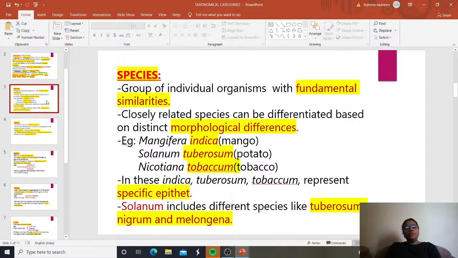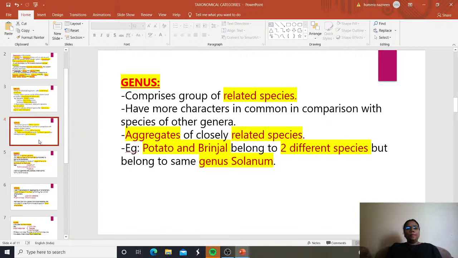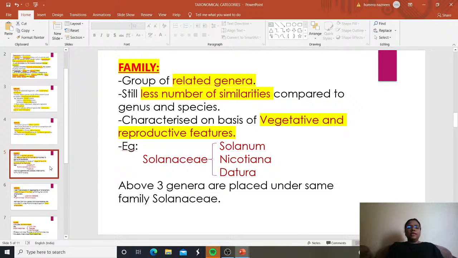We said that species with fundamental similarities are placed under genus. Like potato and brinjal are different species, but they belong to the same genus, Solanum. Then family: related genera are placed under a family, and they have still fewer similarities, and they are categorized based on vegetative and reproductive features. Solanum, Nicotiana and Datura are the different genera belonging to the single family Solanaceae.